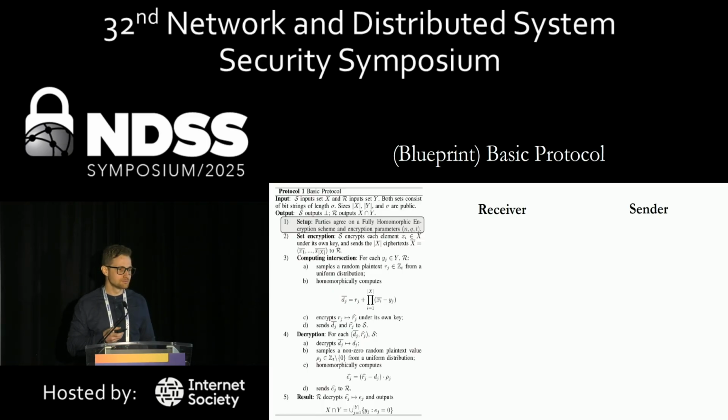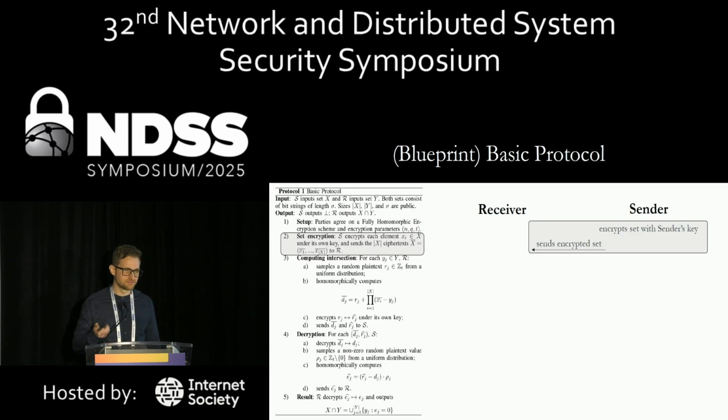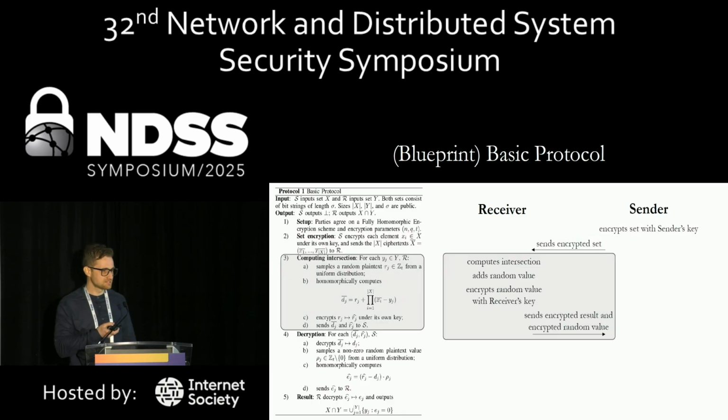In this case, we start with the two parties, the receiver, which is the mail server, and the sender, which is the service provider. Then the sender will encrypt its set with its own key. This uses fully homomorphic encryption, and it sends it to the receiver. The receiver computes the intersection using the equation in 3b. It performs a homomorphic subtraction of the element it wants to check against all entries in the sender set. If any element is part of the intersection, one of the subtractions will be 0.